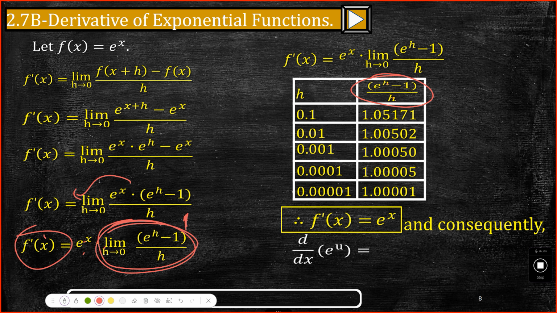In addition, d/dx of e to the u will be e to the u, and then take the derivative of u times du/dx, or you could say just e to the u times u prime. You can say that. So it's like a chain rule. If you don't know what chain rule is, we'll see that in the next chapter. U prime times e to the u.